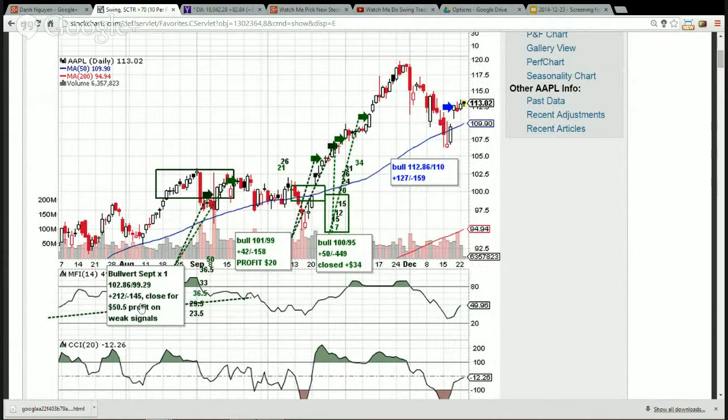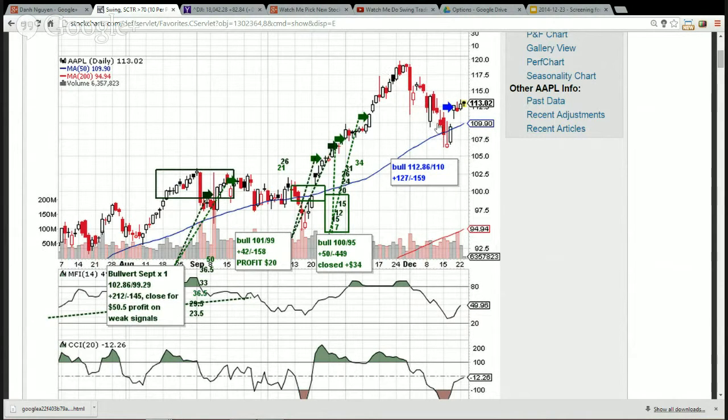Here's a swing trade, went from the bottom here to the top here, and made a $50 profit on this. I sold it because the signal was getting weak. Here's another swing trade, bought here, got out here. Profit here was only 20. And then here, I bought here, got out here, and this one I made $34.